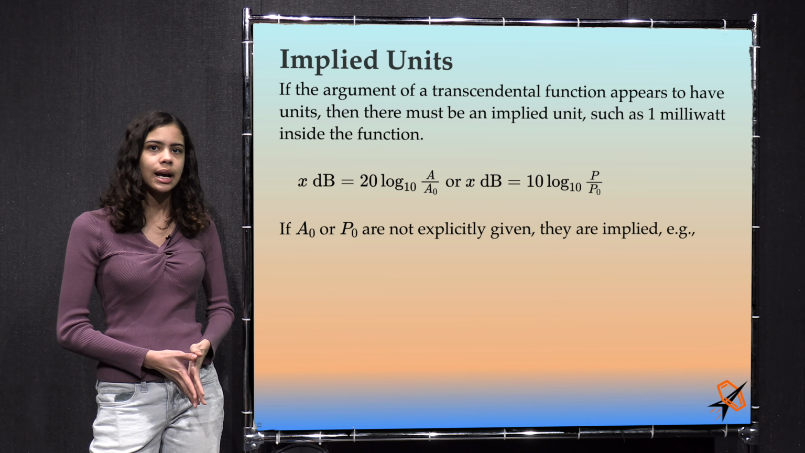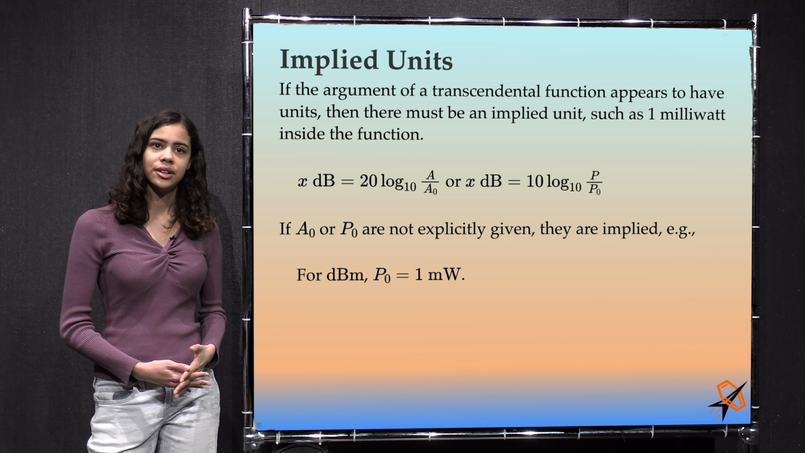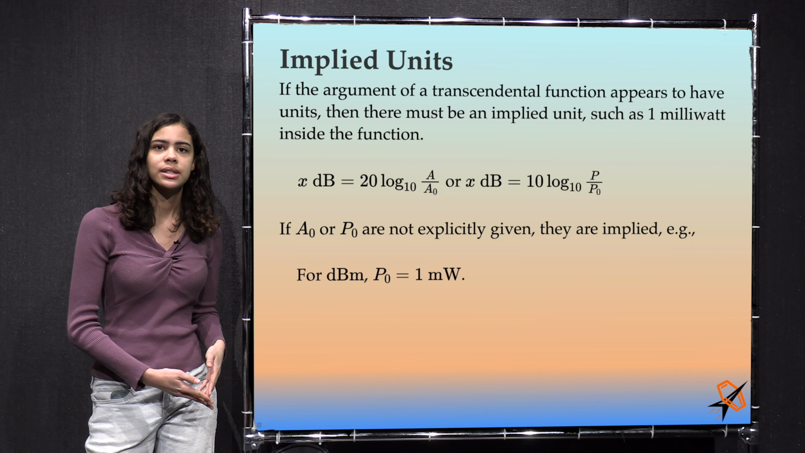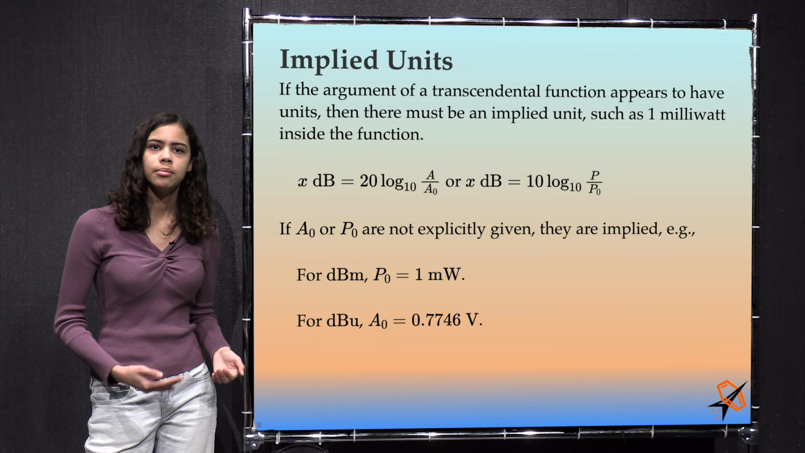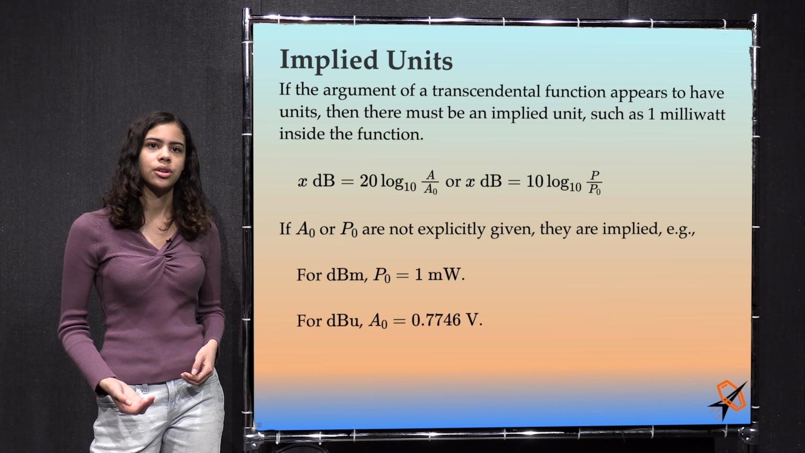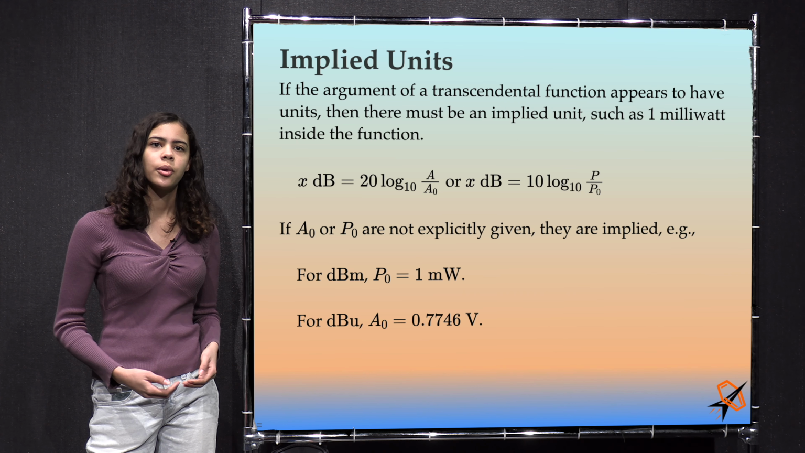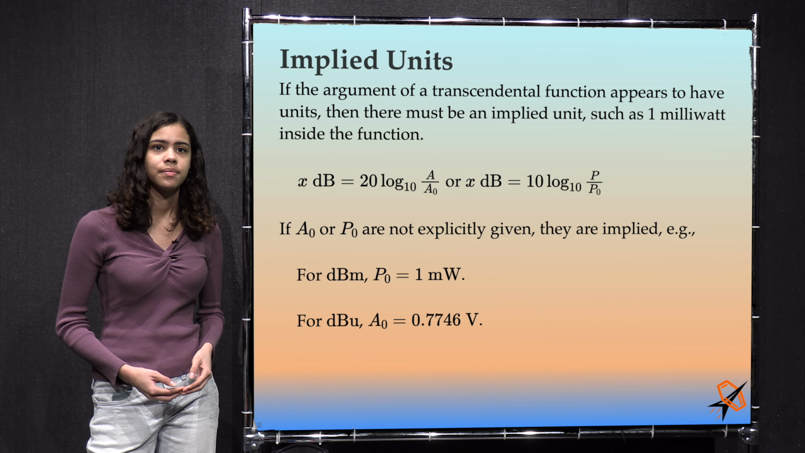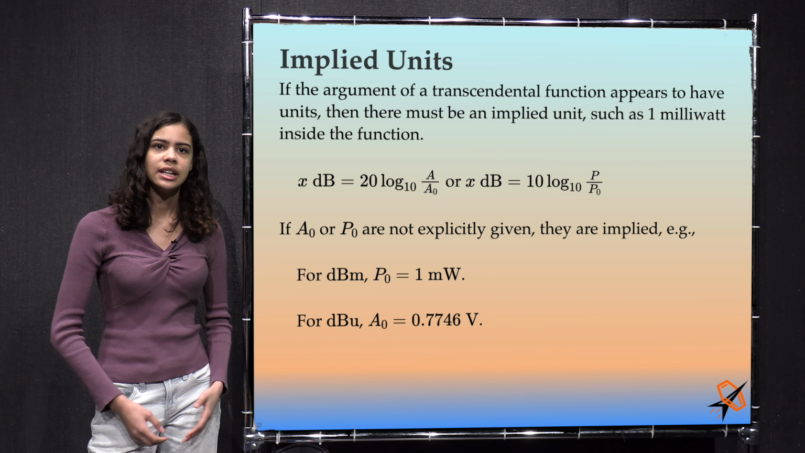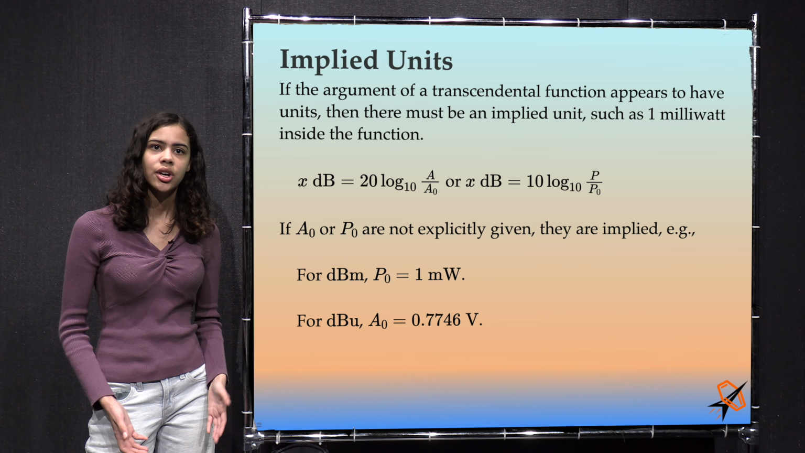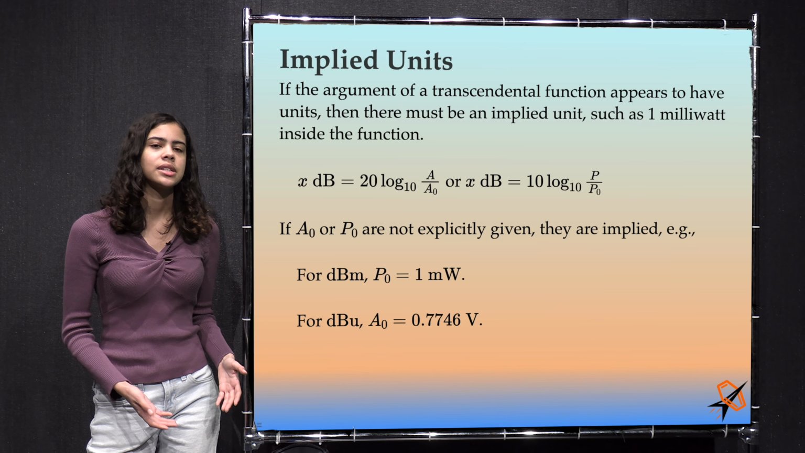For example, in dBm, the denominator in the ratio is milliwatts, and in dBu, it's the voltage you'd have if you dissipated 1 milliwatt in a 600 ohm resistor, or approximately 0.7746 volts. So, if someone takes the dB of a set of measurements and they don't have an explicit reference unit in there, you can assume that they are using an implicit reference unit.